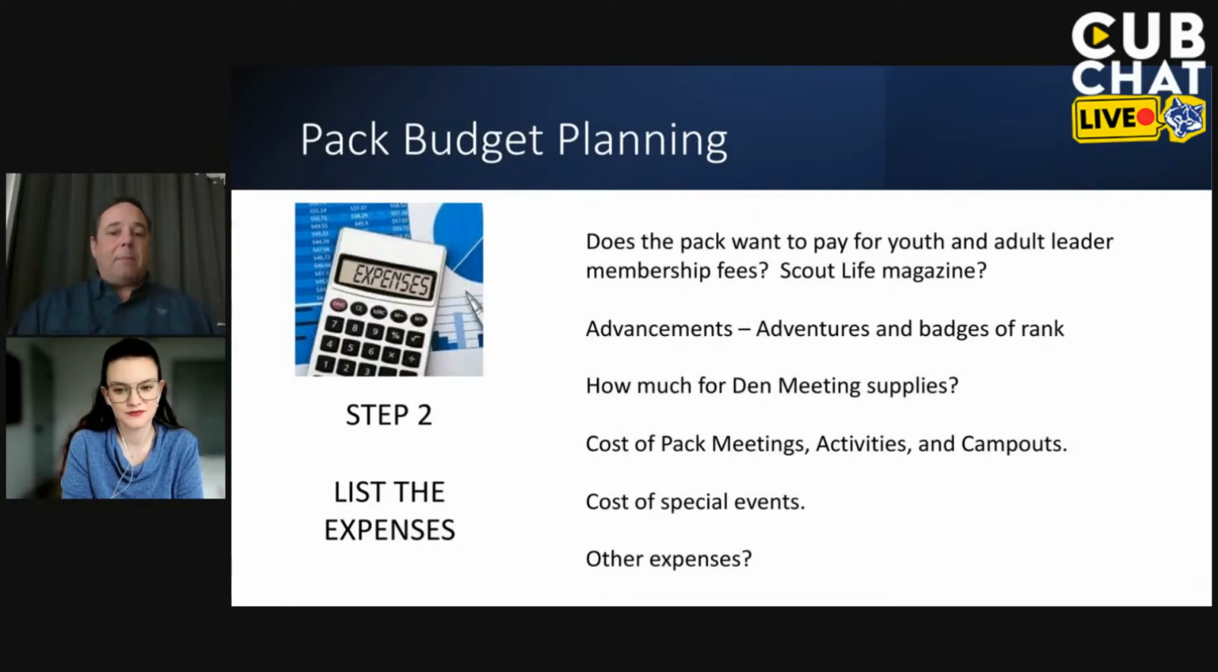The cost of your pack meetings, your activity camp outs. When you do a camp out, do parents pay for the camp out and the food each time, or are so many camp outs already included in your budget, right? And so it's those types of things that you want to work through and talk about. What's the ideal? And then the cost of your special events, your Pinewood Derby, your Blue and Gold, all those things, and any other type of expense that may have come up through that great brainstorming session.